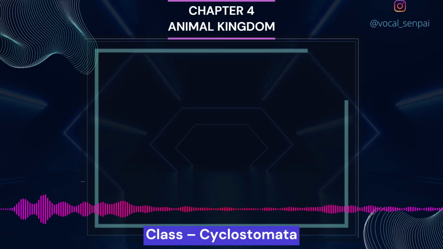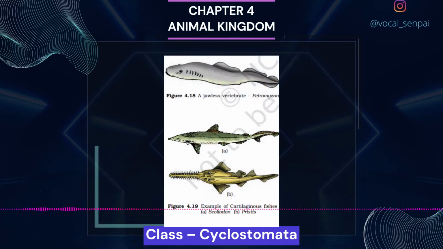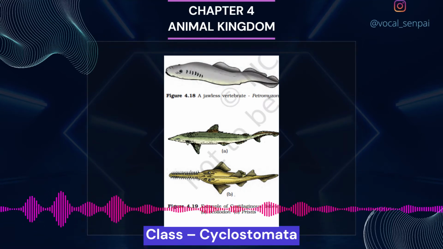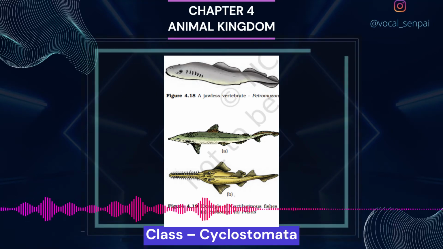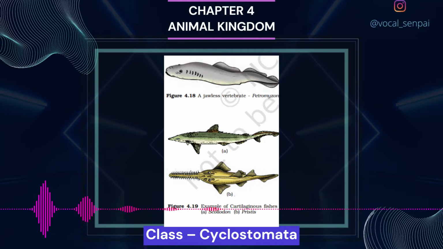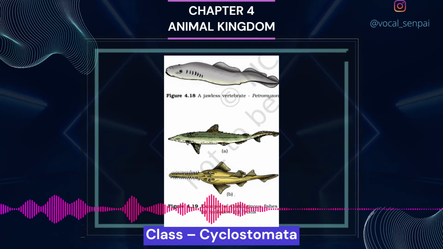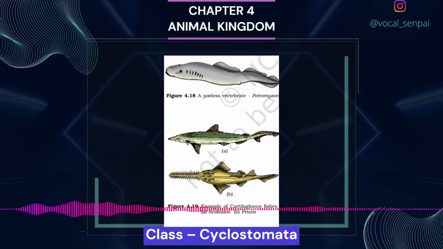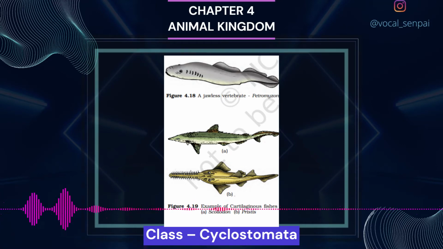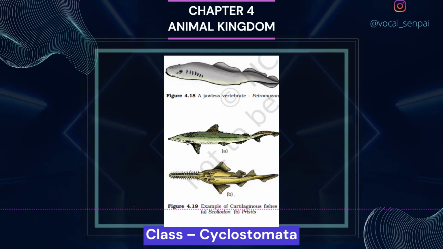Class Cyclostomata. All living members of the class Cyclostomata are ectoparasites on some fishes. They have an elongated body bearing 6 to 15 pairs of gill slits for respiration. Cyclostomes have a sucking and circular mouth without jaws, Fig. 4.18. Their body is devoid of scales and paired fins. Cranium and vertebral column are cartilaginous. Circulation is of closed type.